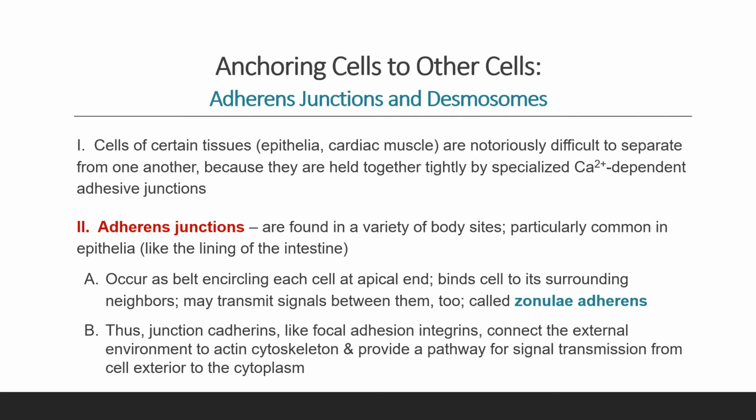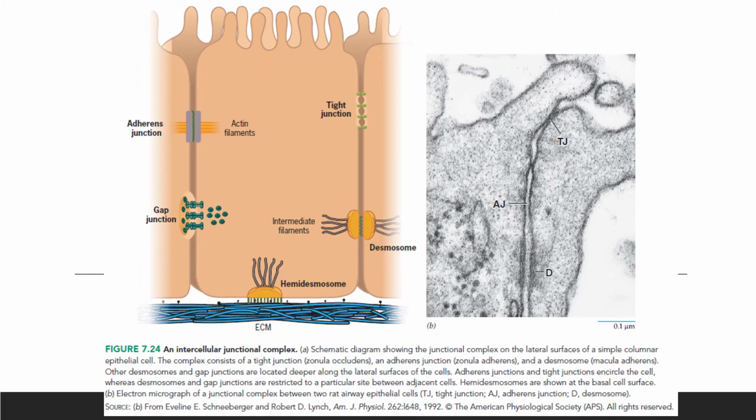So, they occur as a belt circling each cell at the apical end and bind the cell to its surrounding neighbors. They may also transmit signals between them, which is what you call the zonula adherens. Okay? So thus, junctional cadherins, like focal adhesion integrins, connect the external environment to the actin cytoskeleton and provide a pathway for signal transmission from the cell exterior to the cytoplasm. So this is a schematic diagram of an intercellular junction complex.